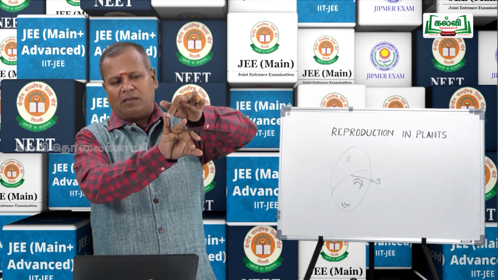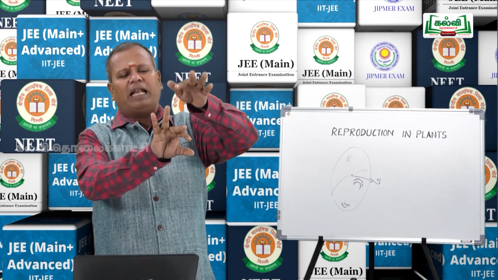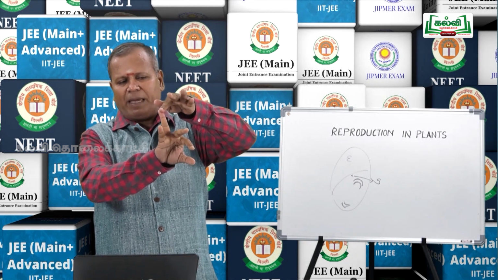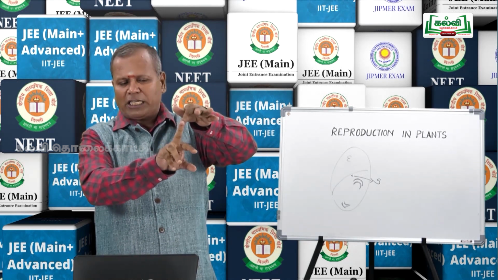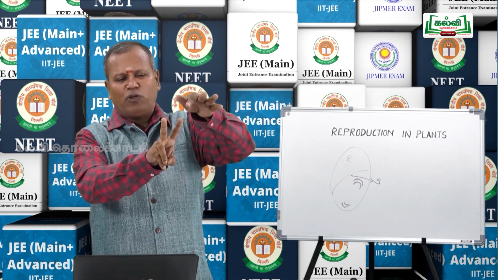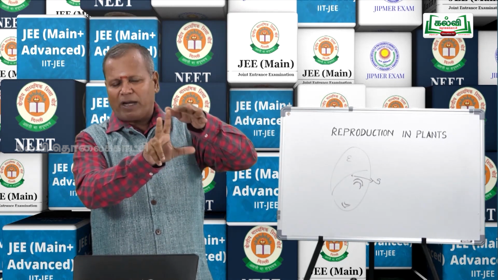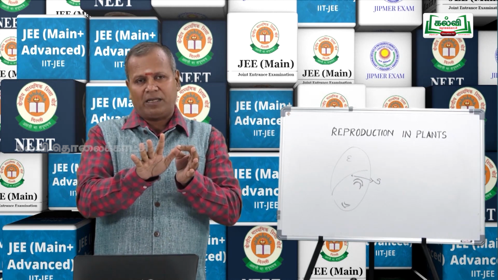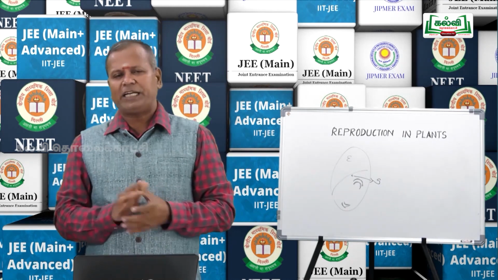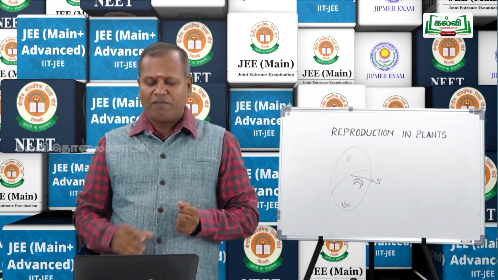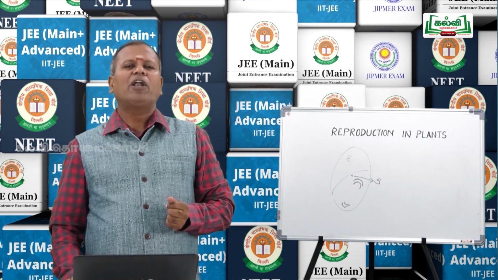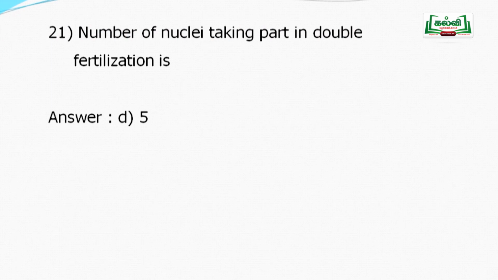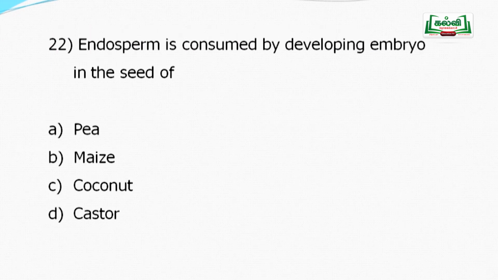So here 5 nuclei are involved. Number 1, the nucleus present in the egg. Number 2, the nucleus present in the male gamete. Number 3, the nucleus present in one polar nucleus. Number 4, the nucleus present in the other polar nucleus. Number 5, the nucleus present in the second male gamete. Actually 5 nuclei fuse at the time of double fertilization. And the correct answer for question number 21 is option D, 5.